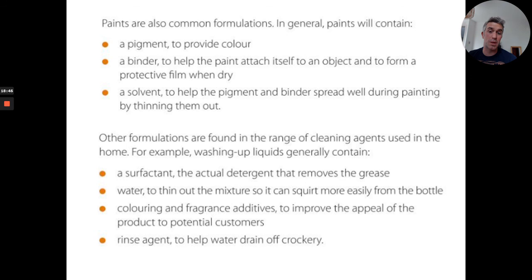Other examples of formulations, things like washing up products. You'll have a special thing called a surfactant, which helps remove grease. It has water, because it means it's going to come out the bottle easier. They add colours and fragrances, so it smells nice, lemony or fresh. And a last part, which is a rinsing agent, which means when you finish washing your plates, it isn't still covered in washing up liquid.